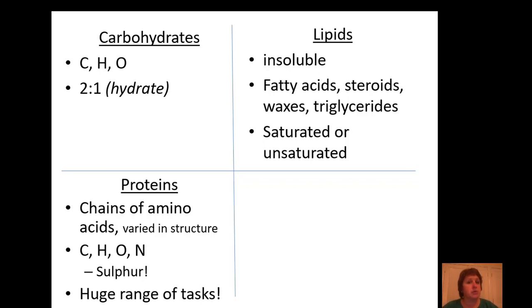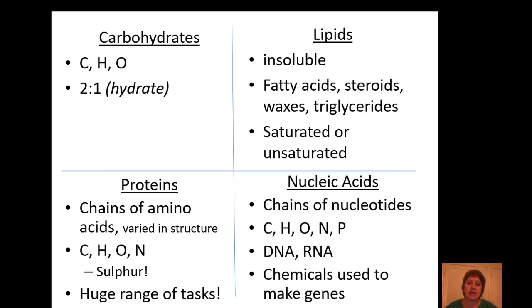Now, there are 2 amino acids that also contain sulfur, but because there's only 2 out of the 20 that contain sulfur, we don't typically say that proteins are made of sulfur as well. Proteins run a huge range of tasks in our body, but the biggest one is really controlling all of the chemical reactions in all of our cells and thus all of our bodies. And this is our group of proteins known as enzymes, and we'll study them in much more detail in the future.